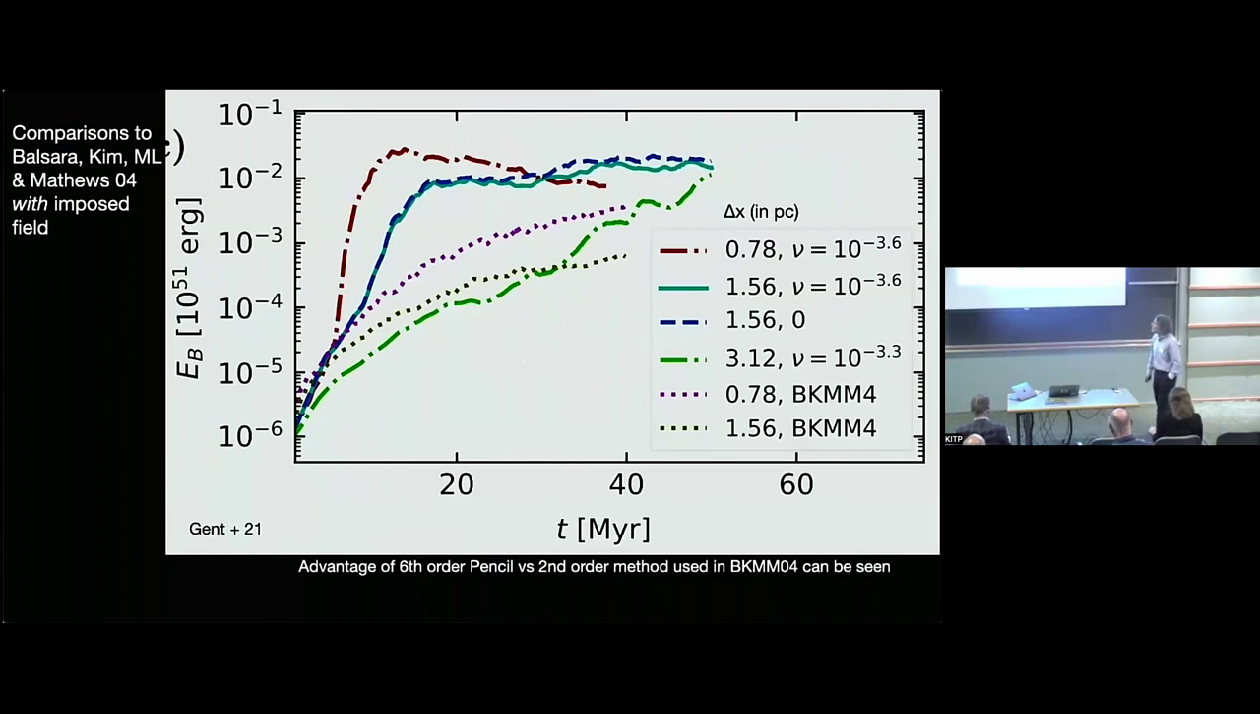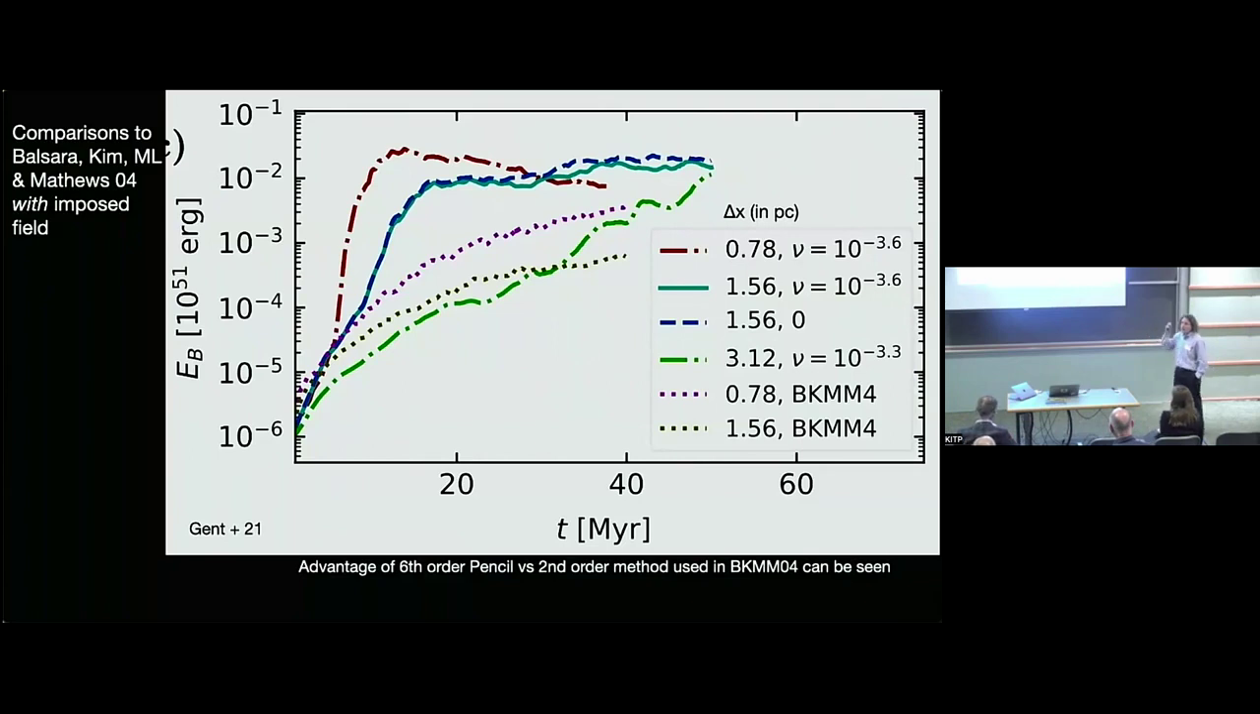Let's compare back to those 2004 models. This is actually showing the capability of a higher order code. So here is the green one, the purple one is 256 cubed with a second order TVD code. And the equivalent one is this red line. So look at how the magnetic energy just pops up in a few megayears. Same resolution, sixth order code, second order code. The same comparison is this khaki line versus the blue lines.